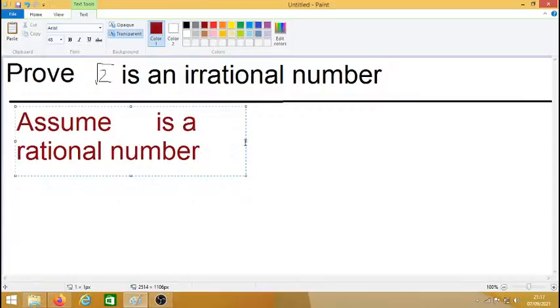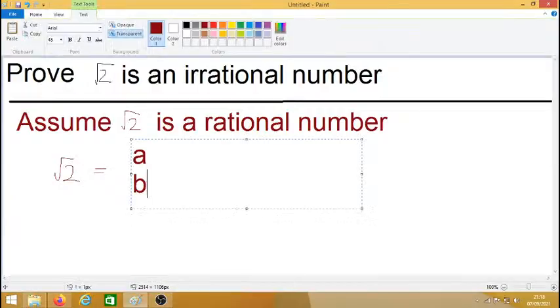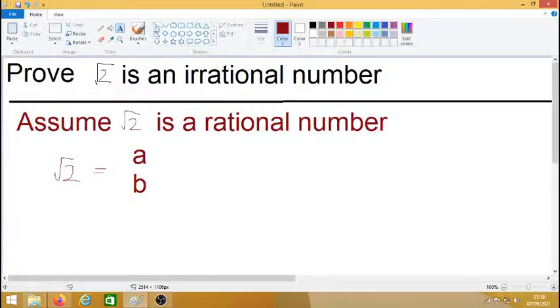And then just follow the maths, see where it takes you. So let's assume root 2 is a rational number. That means root 2 can be written as a fraction of two whole numbers. Let's call them a over b. And these are the simplest numbers you can have. It's a fraction that can't be simplified more.